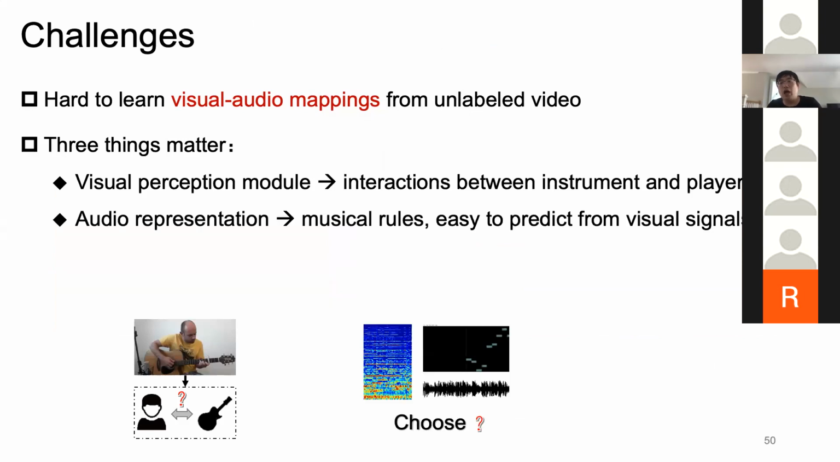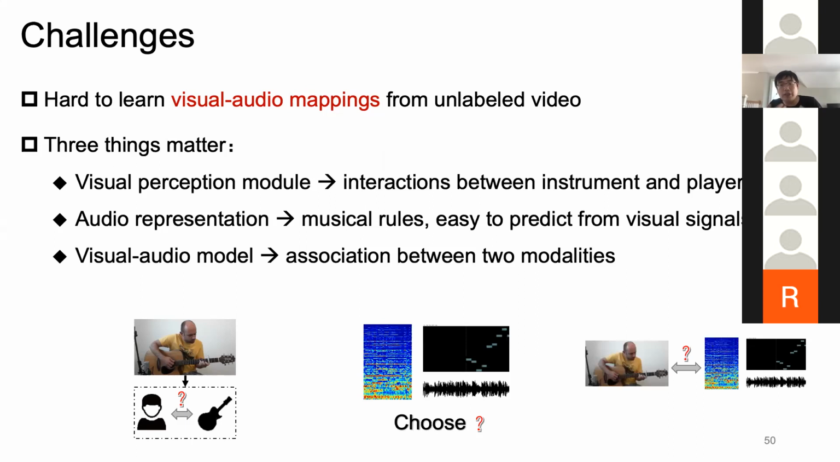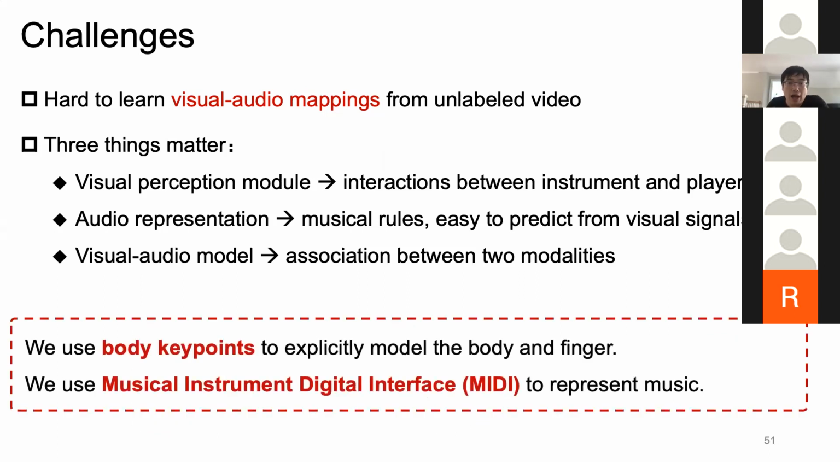Secondly, we also need an audio representation that respects the major music rules, so it can be easily predicted from vision. And finally, and most importantly, we need a strong model to associate the two modalities. Our idea to address the challenge is that we first find two key elements for a successful video to music generator. For the visual perception part, again, we extract keypoints from video frames to implicitly model the body part and hand movement. And for the music, we propose to use MIDI, the symbolic music representation.